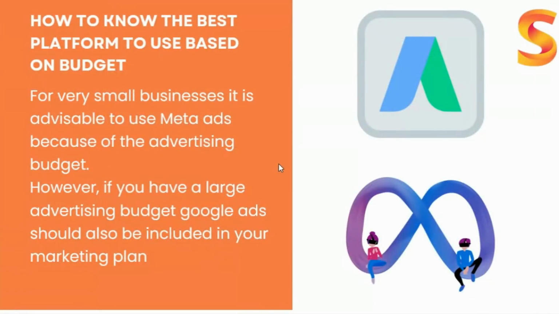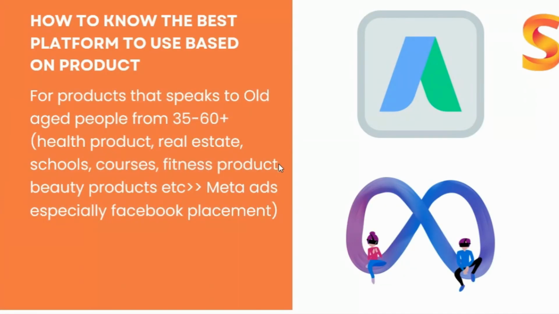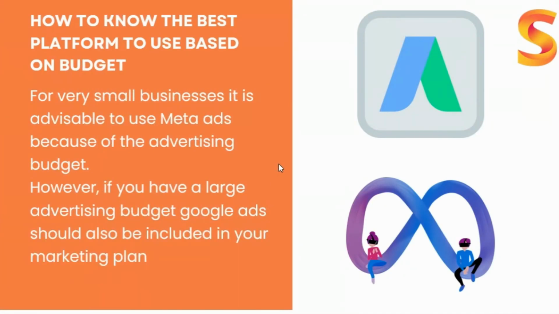So how do you know the best platform to use based on your budget? Different things will determine the platform you're going to use: your advertising budget, and the other one is based on the product. So let's look at it based on the budget right now. For every small business, it is advisable to use Meta ads. Meta ads is Instagram, Facebook, WhatsApp. Those are the Meta platforms. So for every small business, it's advisable to use Meta ads because of the advertising budget.